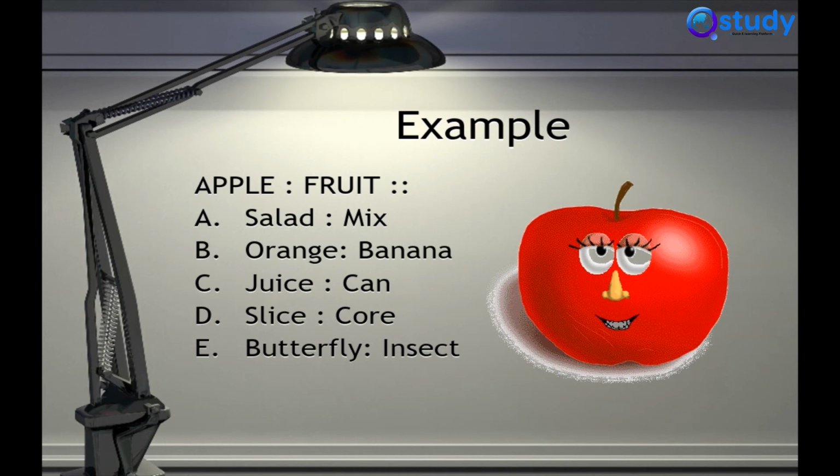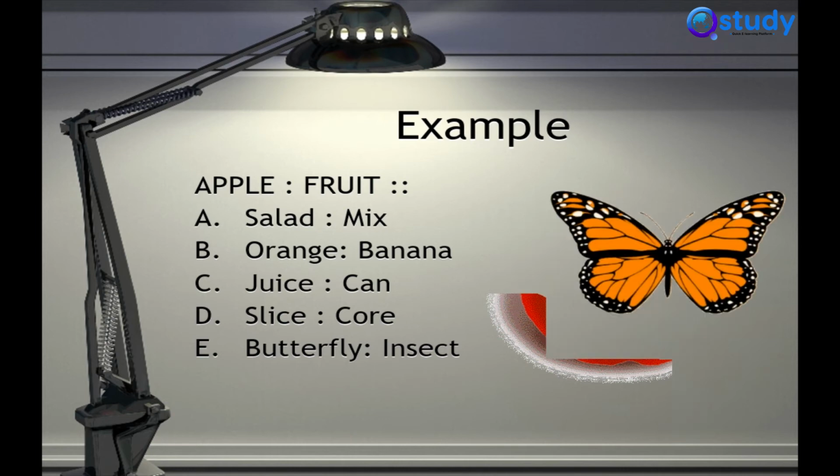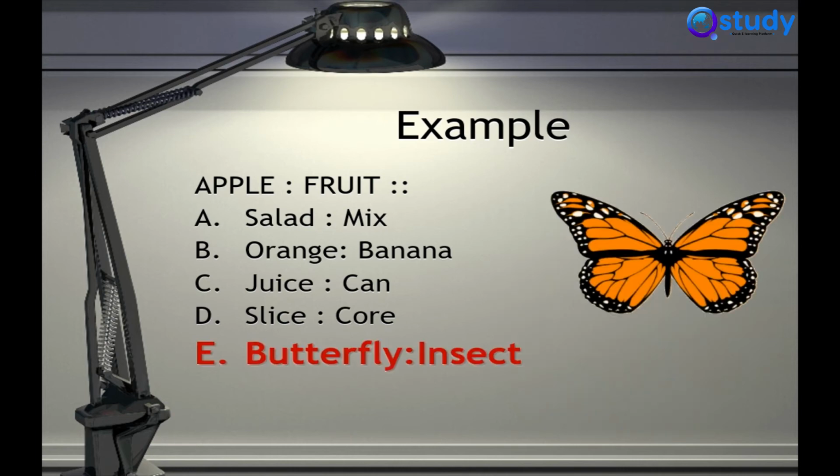Apple is to fruit, so an apple is a fruit. It belongs to the category of fruit. Same as, what will be the answer? A is salad is to mix, orange is to banana, juice is to can, slice is to core. So these answers are all wrong. I guess the answer is E, butterfly is to insect. Yeah, the right answer is butterfly is to insect.